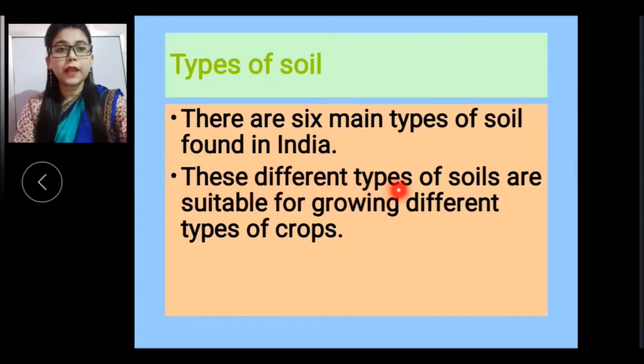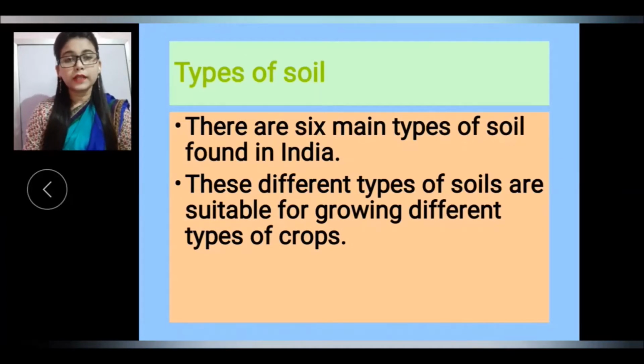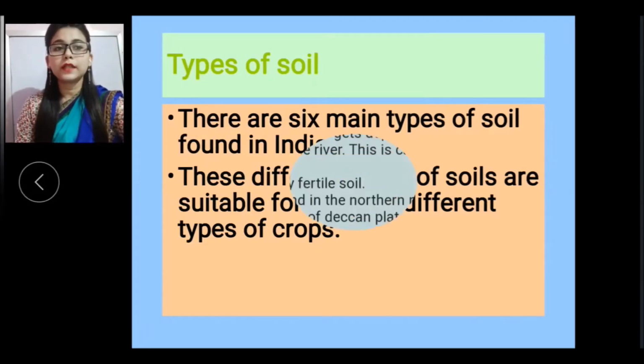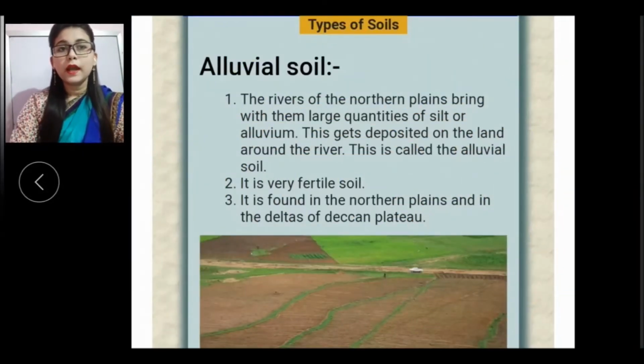These different types of soils are suitable for growing different types of crops. That is why such a wide variety of crops are grown in India. What are these 6 main types of soil? Now let's see. So first soil we are taking, that is alluvial soil.